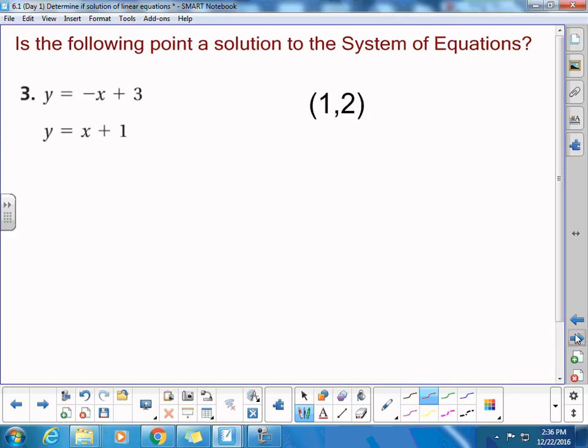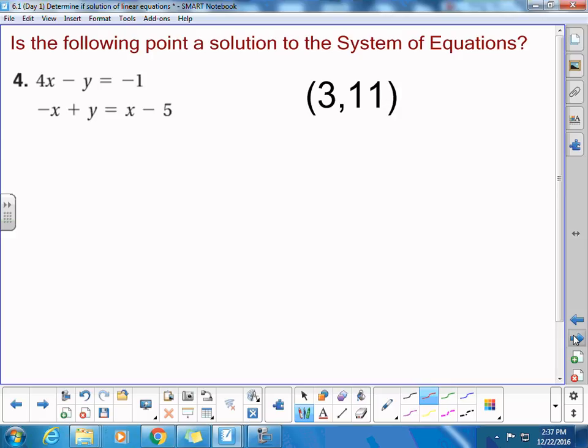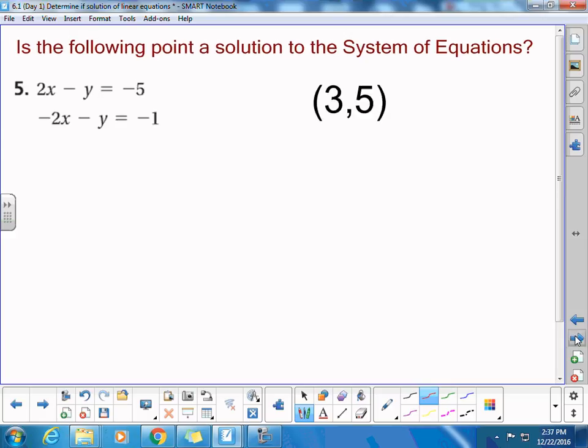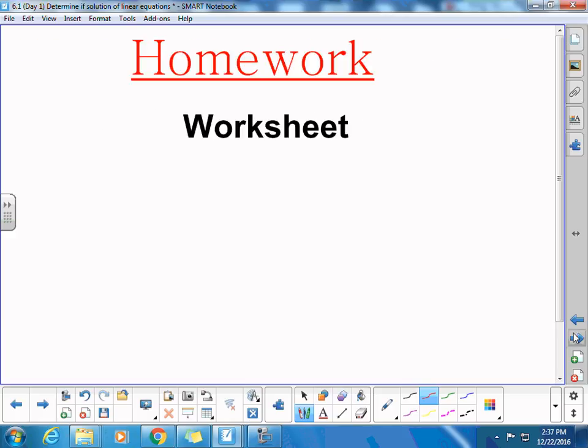So let's try this one. Actually, you would just go ahead and try that one. So it's the same thing. You plug in the y and you plug in the x and you see if it works for both equations. So that's all there is to seeing if a point is a solution to a system.